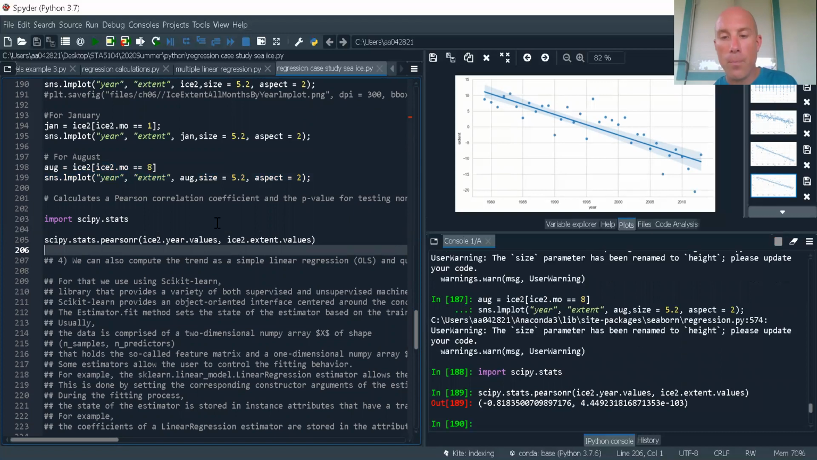Okay, so we can see that we have -0.82 and something that's extremely close to 0. So here we have a correlation of 0.82.